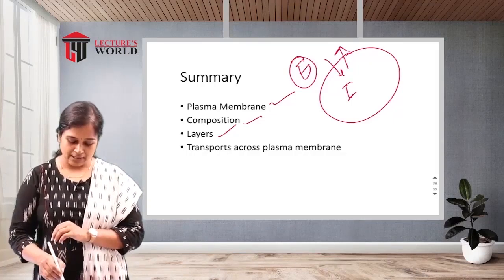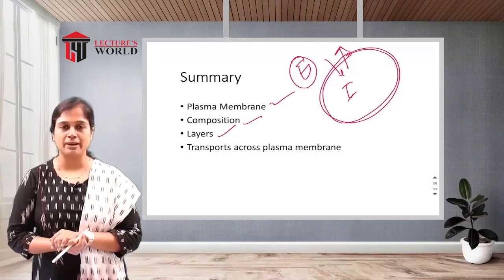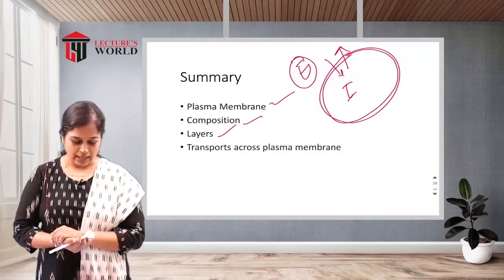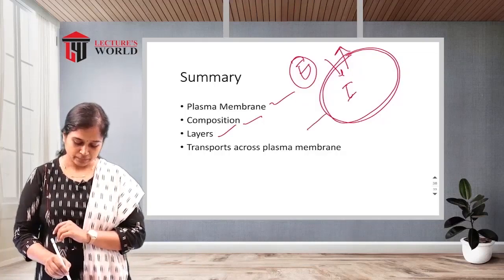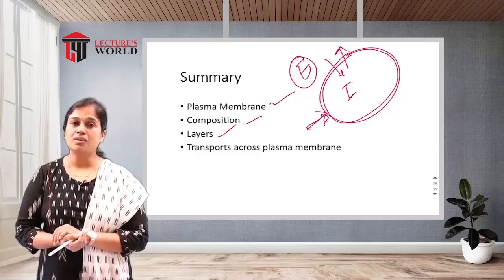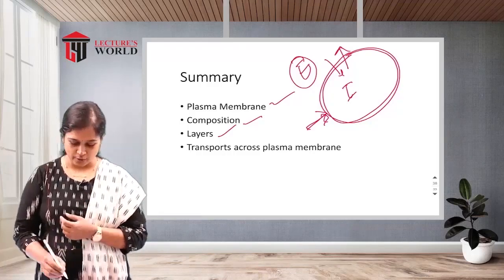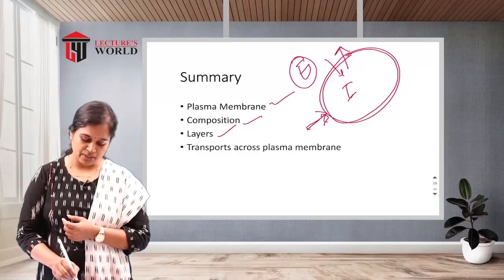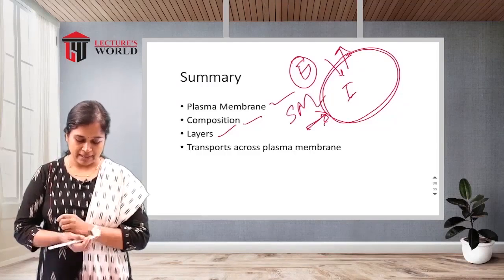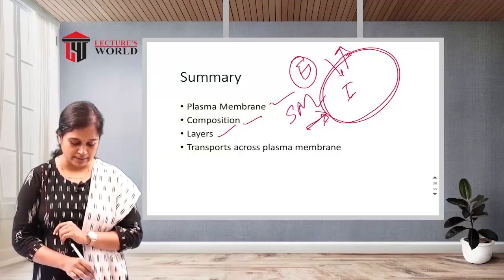This cell membrane also maintains the shape and size of the cell, and this membrane prevents the entering of unknown substances. It only allows certain substances, so it is called the semi-permeable membrane. And the most important function of the plasma membrane is transport.